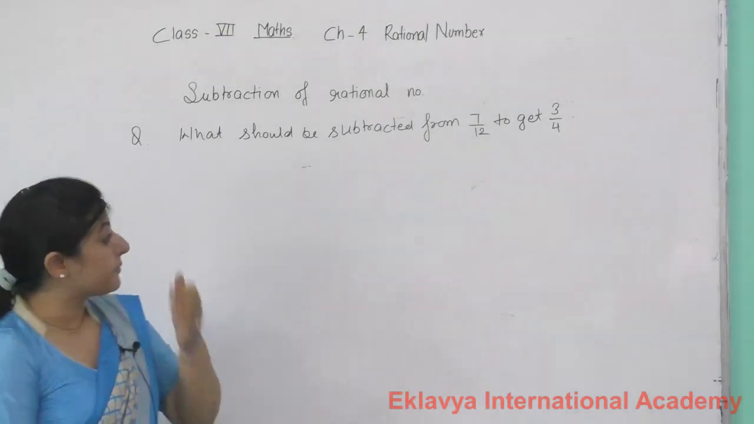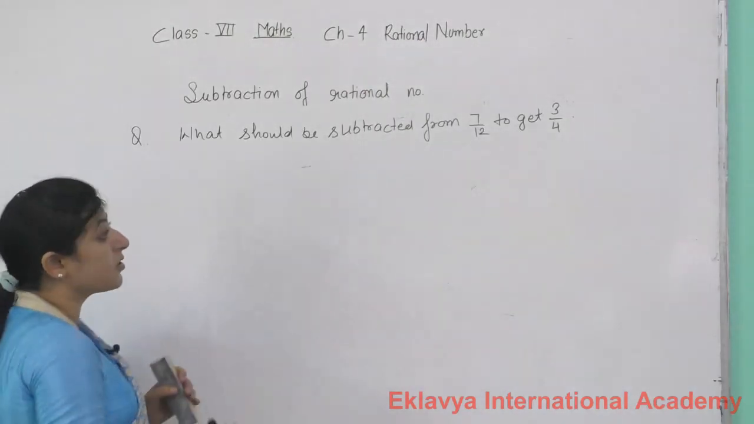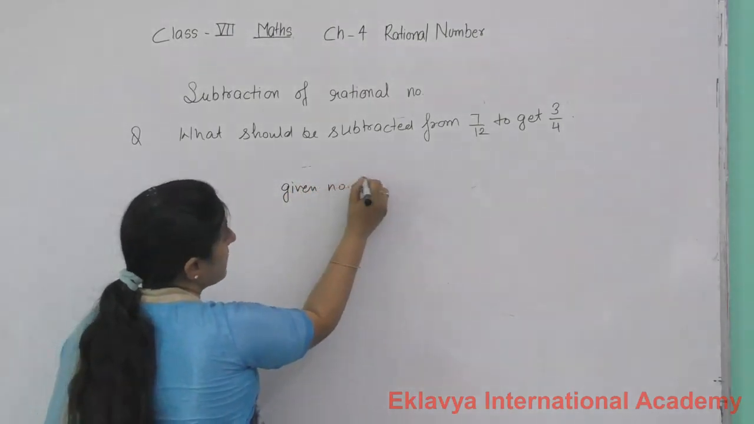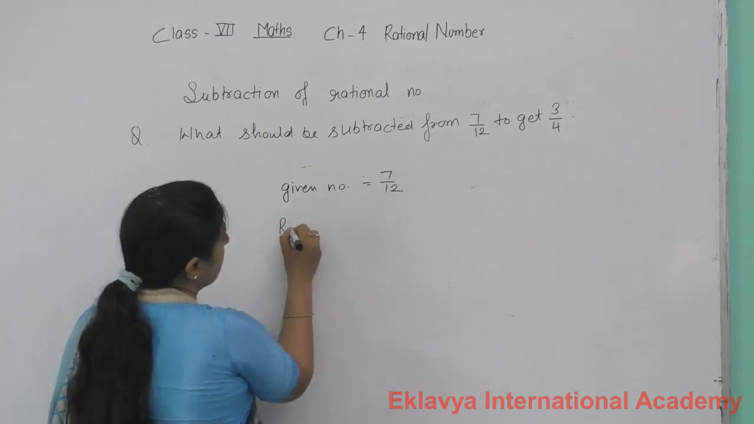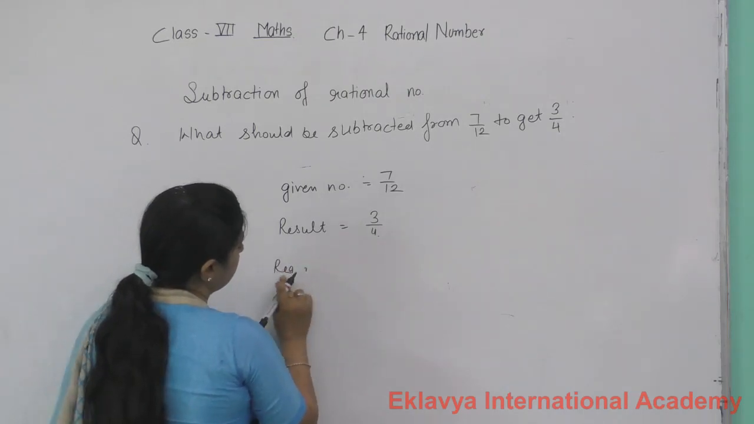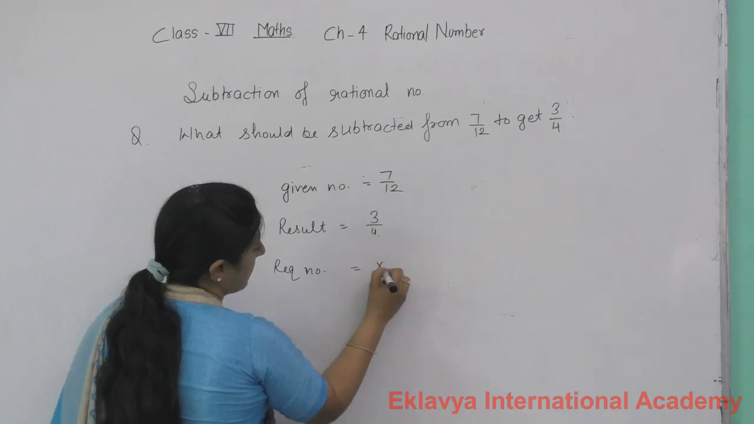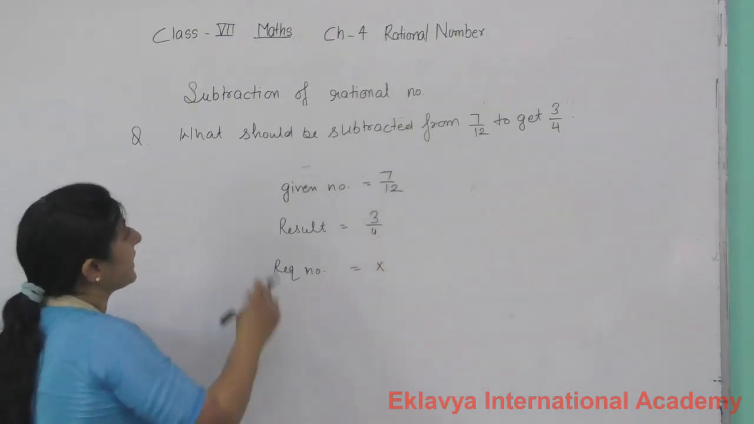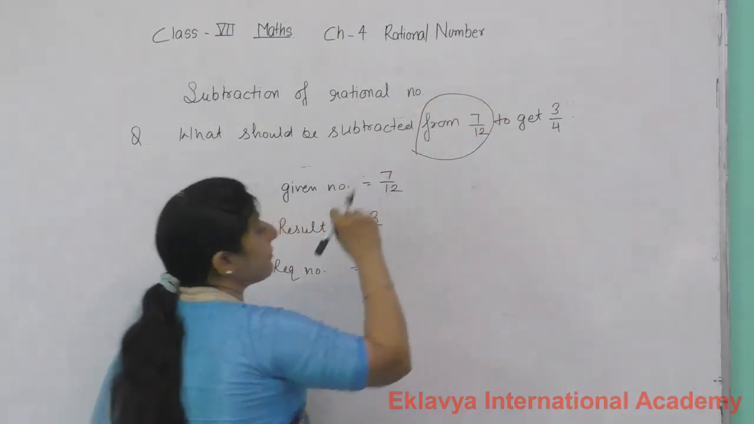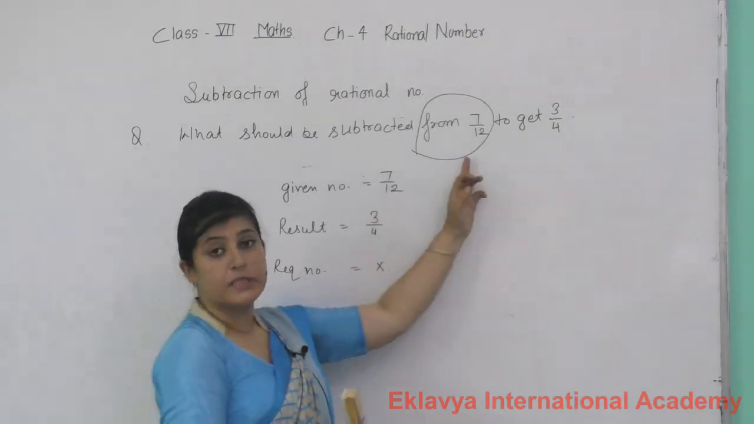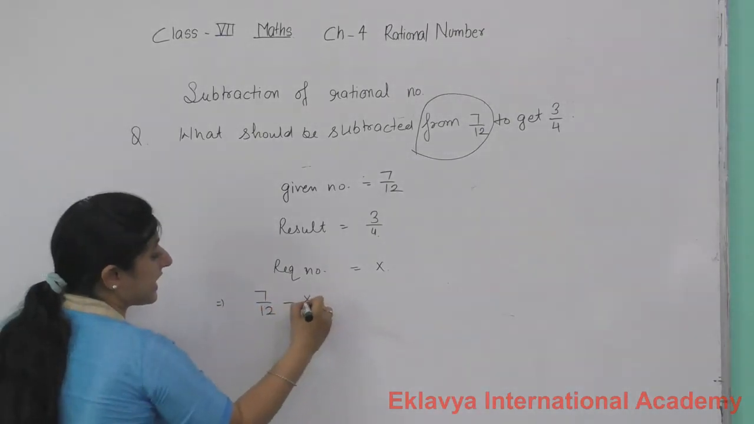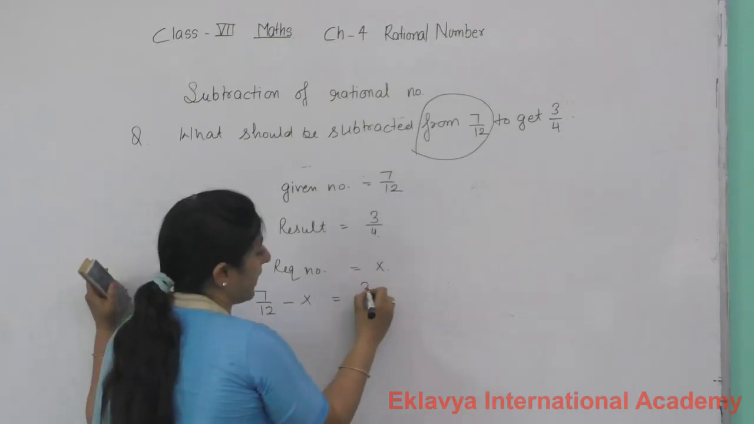Firstly, I prefer the method according to the statement. There are also 3 numbers: the given number 7 by 12, the result 3 by 4, and the required number we have to find out. Let's take x. Now see according to the statement, what should be subtracted from 7 by 12? It means the number that will be subtracted will be taken from 7 by 12. So firstly we write 7 by 12 then minus x is equal to 3 by 4.